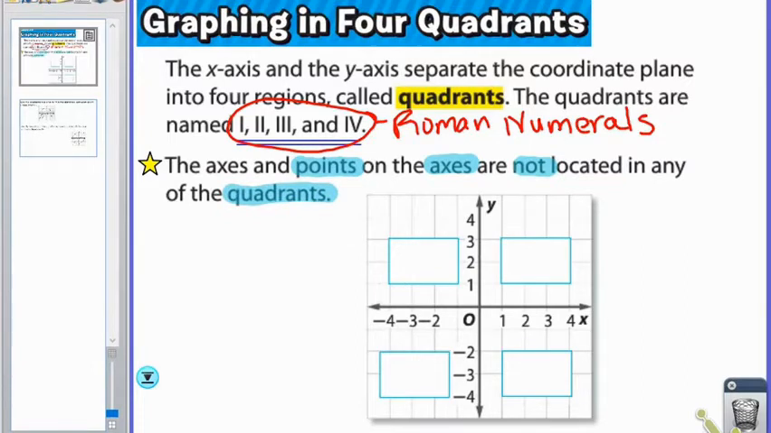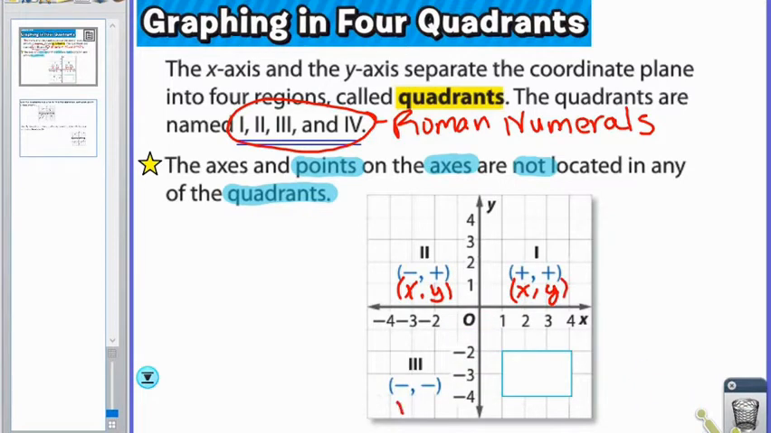So quickly review, we start in the upper right hand corner. We have quadrant number I, and we know that both the x coordinate and the y coordinate are both positive. Quadrant number II, we know that x is negative, y is positive with our ordered pairs. Then we have quadrant III, and we know that both of those are negative. X and y are both negative. And then we have quadrant IV, and here we have a positive x and a negative y in that quadrant. So just a quick reminder of positives, negatives, your x coordinate, your y coordinate. But remember that if I have points that actually land on the axes, they are not in any of the quadrants. They're on the axes.